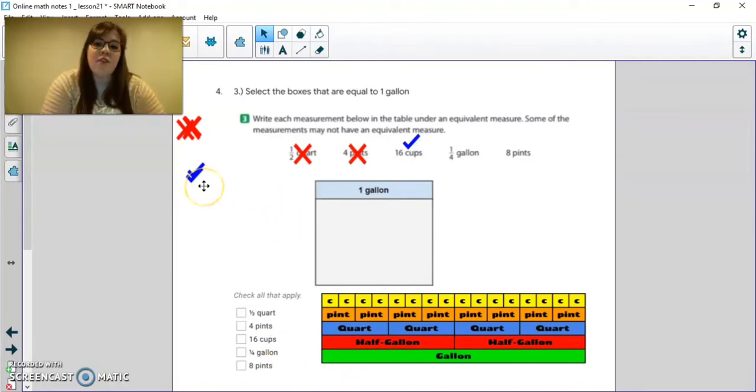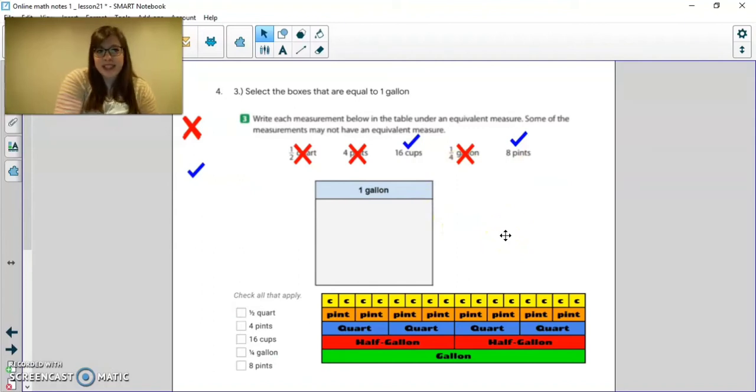Then if I look at 1/4 of a gallon, just saying that out loud, you guys can hear that 1/4 of a gallon is not equal to 1 gallon. It just doesn't make any sense. We're going to cross that off. And then it says 8 pints. So when I look at this, I can see that there are 1, 2, 3, 4 pints in half a gallon. 4 plus 4 is 8. So yes, there are 8 pints in 1 gallon. So your 2 correct answers for this one are 16 cups and 8 pints. You can pause the video and record that now.